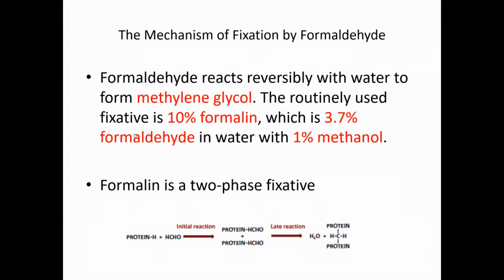So we have to know that formaldehyde reacts reversibly with water to form methylene glycol. So the 10% formalin is 3.7% formaldehyde in water with 1% methanol. Okay, and in the initial process, you apply the alcohol fixation, followed by the cross-linking phase. The alcohol fixation basically causes dehydration, hardening the tissue and the membrane. And the tissue is rapidly penetrated by the methylene glycol.